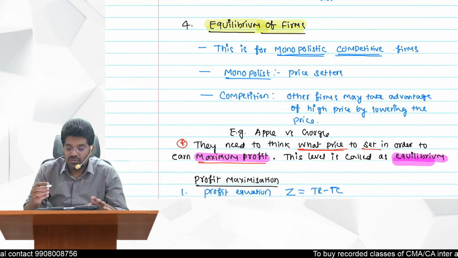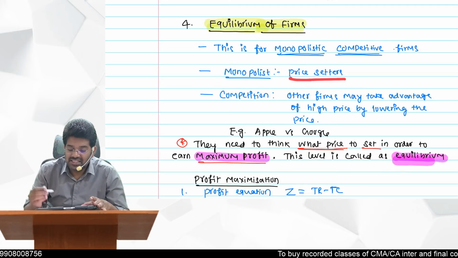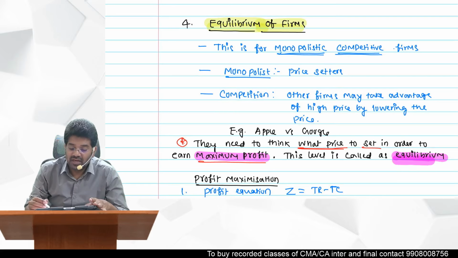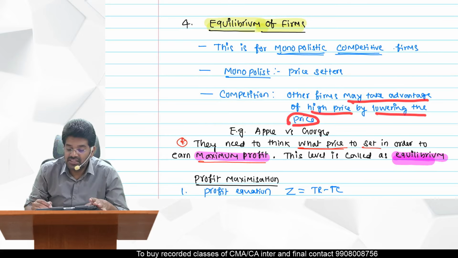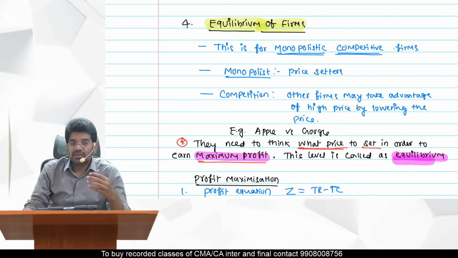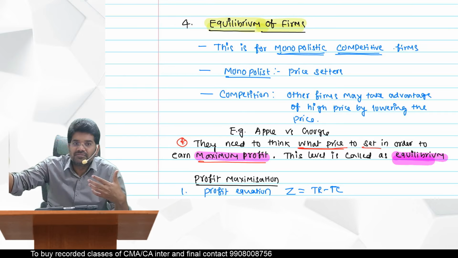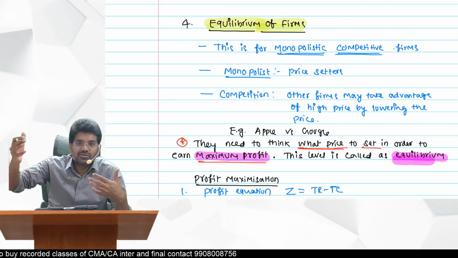So who is a monopolist? A monopolist is a price setter. So what is the competition you have in this monopolistic case? Other firms may take advantage of a high price by lowering the price. If you increase the price, what might other firms do? Other firms might decrease the price to take advantage of that.